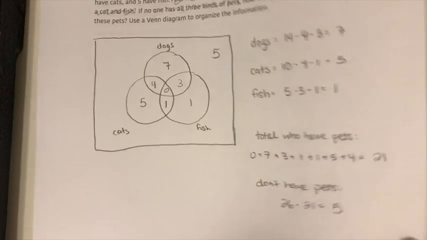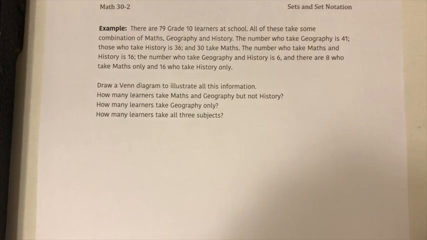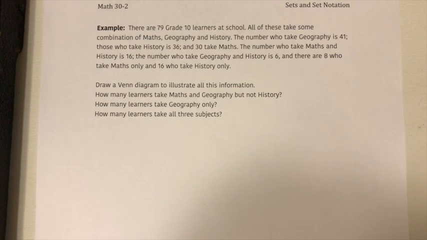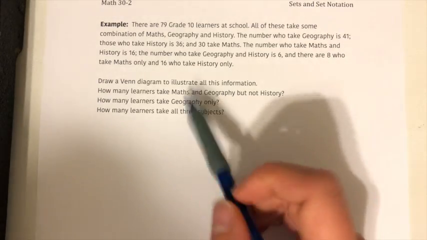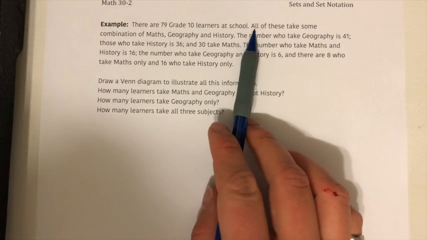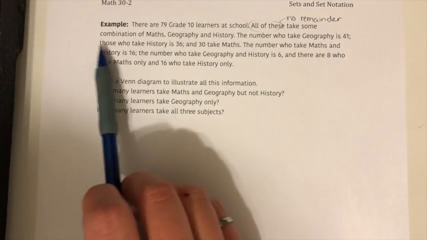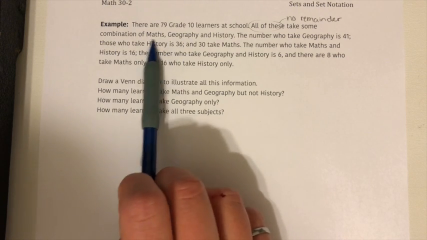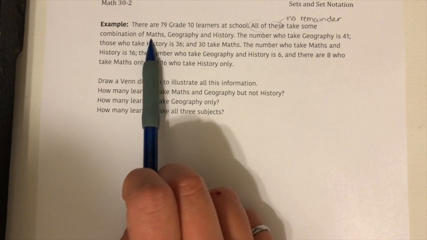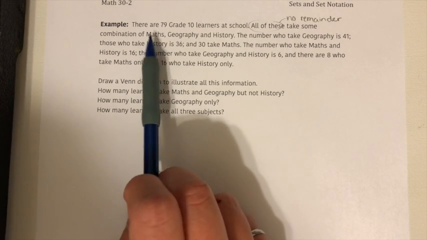Okay, so we can have those 3 bits of information and still categorize them and represent them via a Venn diagram. The last example is also a triple intersect, so the 3 different bits of information, and this one's a little bit trickier. So there's 79 grade 10 learners at school. All of these, so notice all, we should have no remainder. There should be nobody who doesn't fit into any of these categories. Take some combination of maths. This clearly is like an English problem because we don't call them maths, we just call it math.